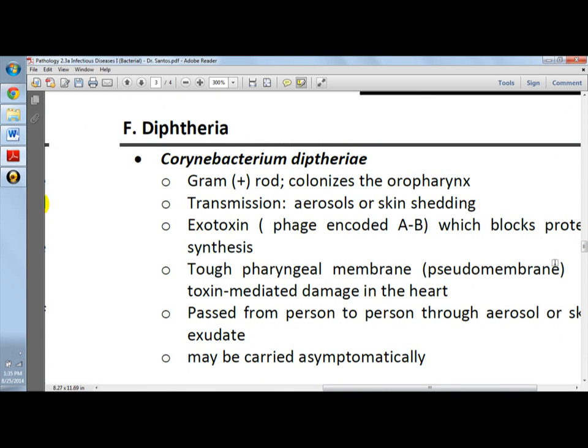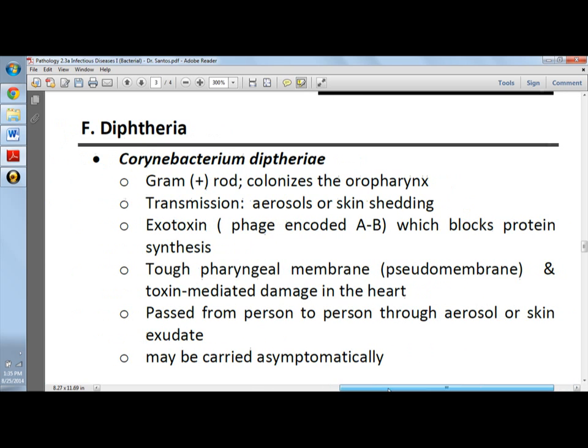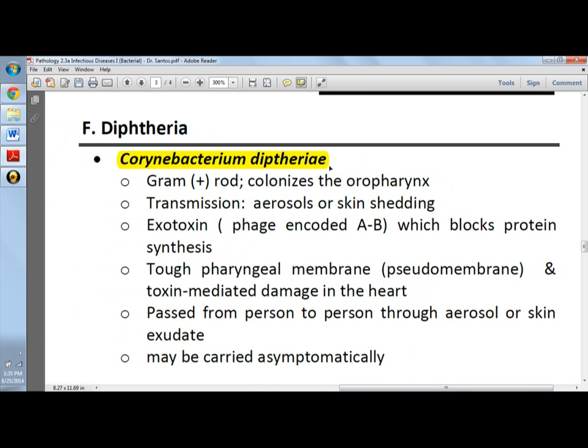Next would be diphtheria. The most common bacteriological agent is Corynebacterium diphtheriae. They are gram-positive rods and they colonize the oropharynx. They present with clubbed ends in histology. And how are they transmitted? It's either through the respiratory route or through the skin.